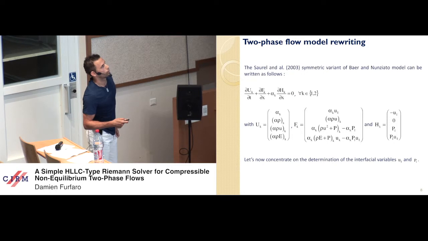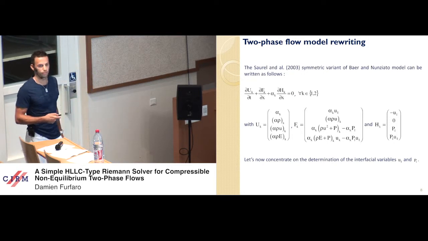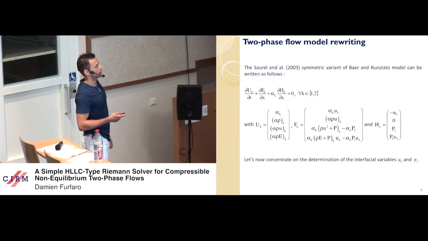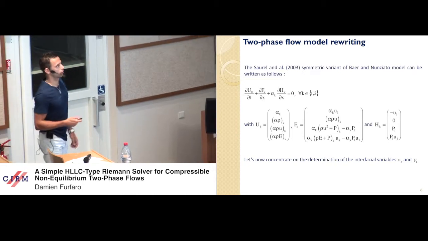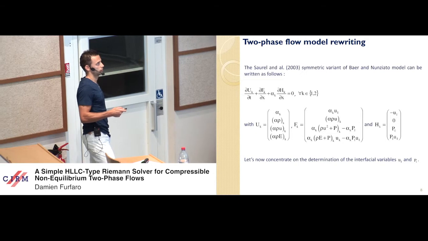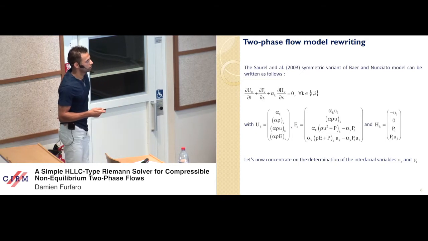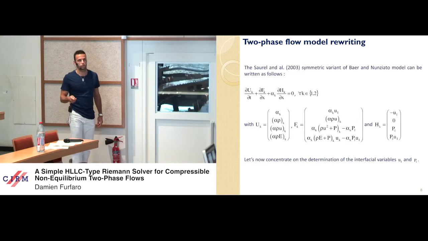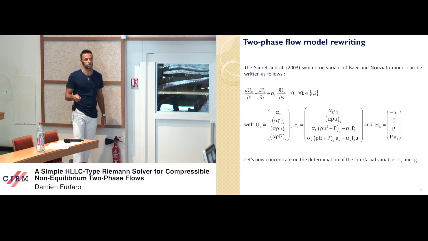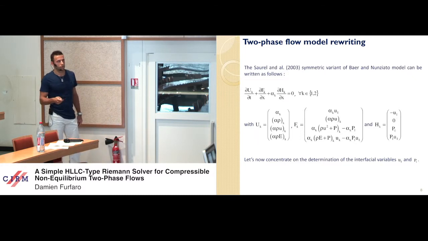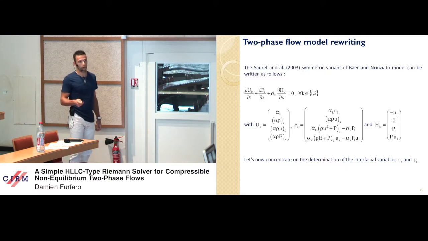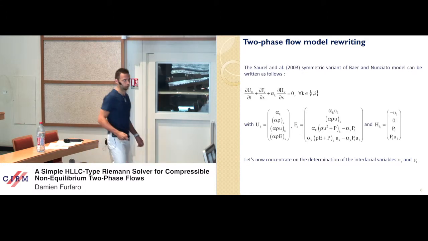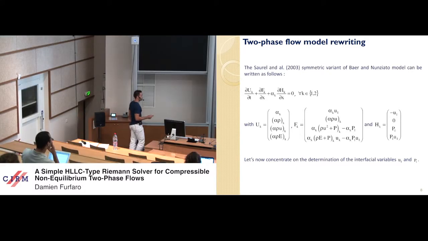It's time to rewrite the two-phase flow model previously presented. The Saurel and Hall symmetric variant of the Baer and Nunziato model can be written as follows. We can see non-conservative terms here, which are functions of interfacial pressure and interfacial velocities. Here is the conservative variable vector, and here the flux, which is also a function of interfacial variables. Let's now concentrate on the determination of these interfacial variables.